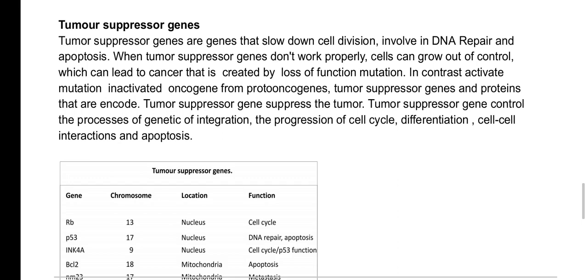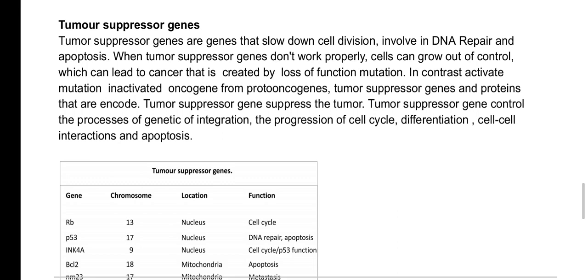Tumor suppressor genes. Earlier we learned about proto-oncogenes. Next one, tumor suppressor genes. Tumor suppressor genes are genes that slow down cell division and are involved in DNA repair and apoptosis. When tumor suppressor genes don't work properly, cells can grow out of control, which can lead to cancer. This is created by loss of function mutation. In contrast, an activating mutation converts proto-oncogenes into oncogenes.